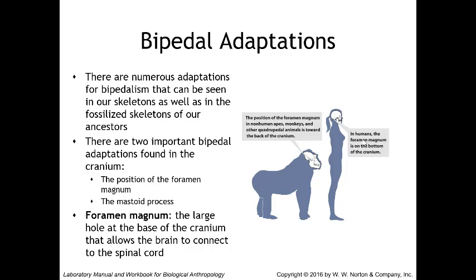So it makes sense that the foramen magnum will be positioned differently in a biped versus any other locomotor adaptation. We can see here, visually, that in humans the foramen magnum is on the bottom of the cranium. It is here, and then your spinal cord goes downwards, perpendicular to the ground. And then the position of the foramen magnum in a non-human ape, monkeys, and other quadrupedal animals is towards the back of the cranium, where it connects to the spine, and the spine runs parallel to the ground.